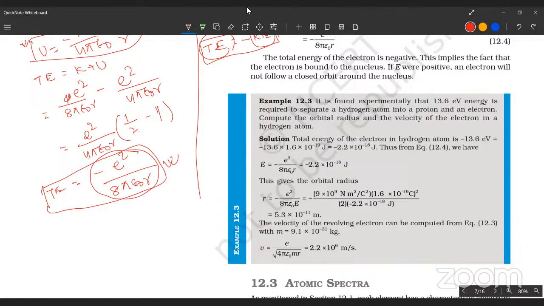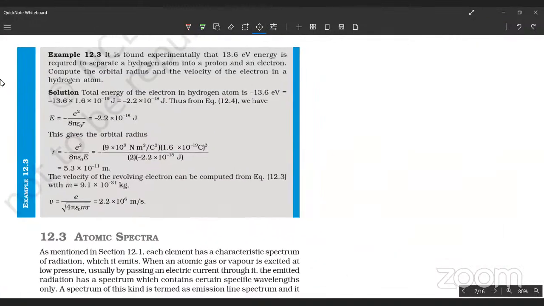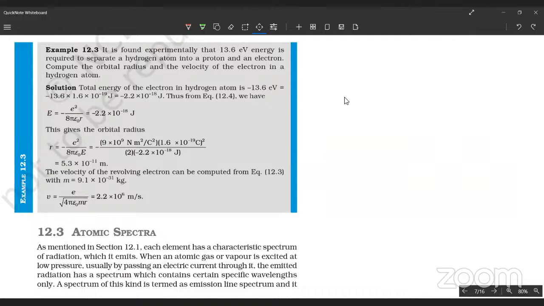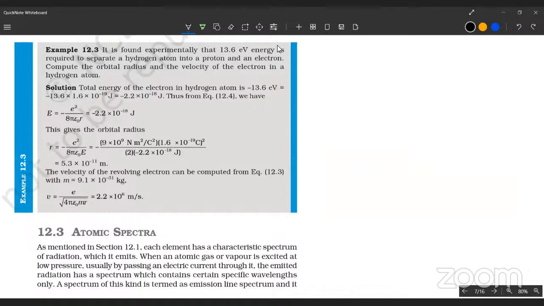Now you can try this example, example 12.3. So example 12.3 says what? It is found experimentally that 13.6 eV energy is required to separate a hydrogen atom into a proton and an electron.